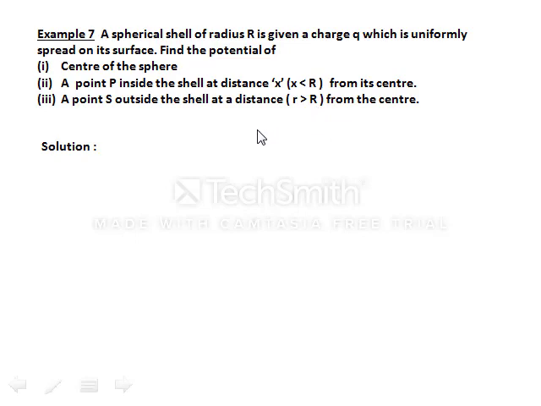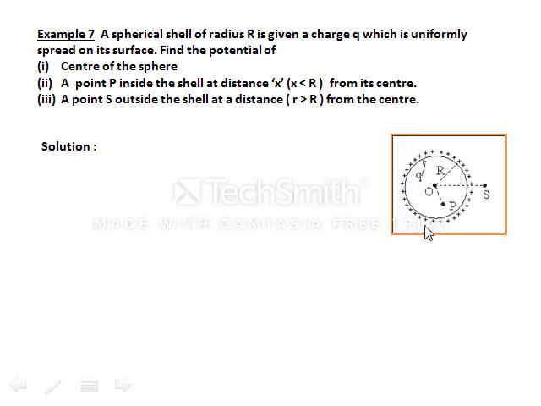Let's have the diagram. This is the diagram. Charge is spread on this surface. The first problem is to find the potential at point O. Now, there are several charges over here, but all the charges are equidistant from the center. So it's quite easy for us to calculate the potential at point O. We can directly use the formula 1 by 4 pi epsilon naught q by R.